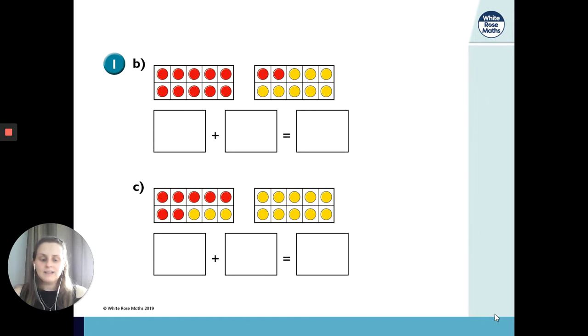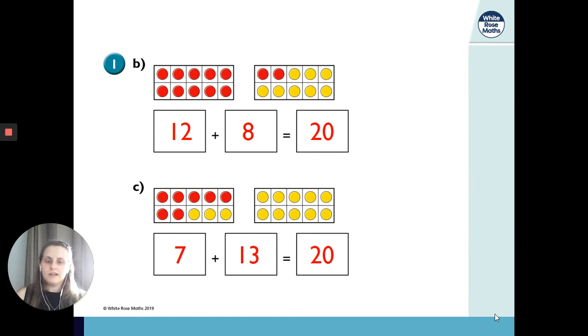Okay, time for our answers now. I hope you've had time to work that out. So for B, we have 12 red counters and 8 yellow counters, therefore we have 20. And for C, we have 7 red counters and 13 yellow counters, which also equals 20.